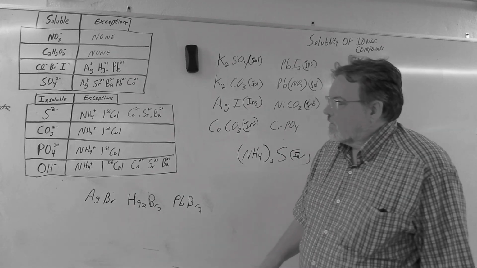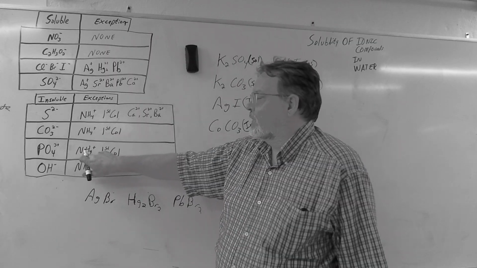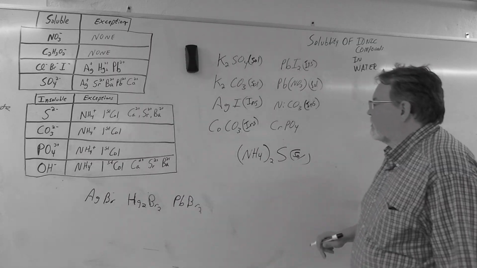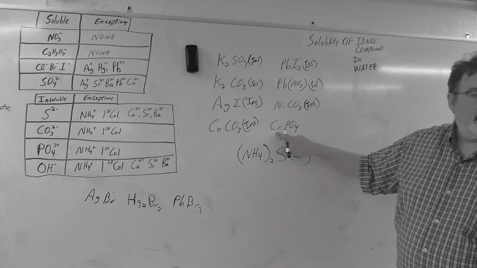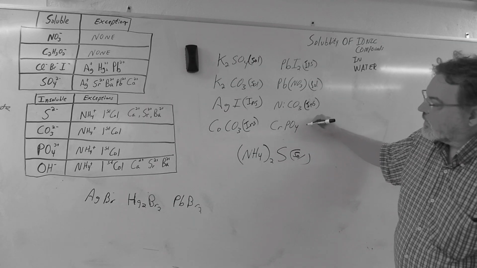Chromium phosphate. Everything PO4 is insoluble except for when it's with NH4 or something from the first column. Chromium is a transition metal. It's not in the first column and it's not NH4, so it's insoluble.